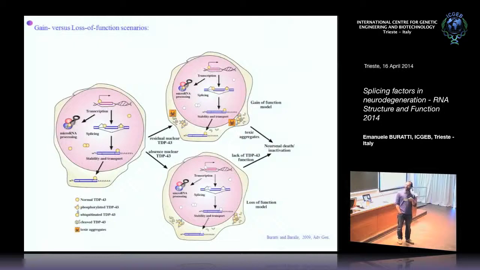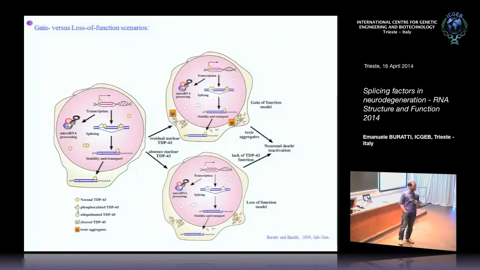Because when you have a protein that is normally nuclear and is aggregated in the cytoplasm, there are basically two possibilities. One is that the aggregates are toxic, so the problem is the formation of the aggregates in the cytoplasm, and this is called the gain of function model. The other is that the aggregates may even be harmless or protective, but the problem is that when you have the aggregates and you don't have any more protein in the nucleus, the processes that this protein is controlling in the nucleus start to become dysfunctional. And this is called the loss of function model, right?